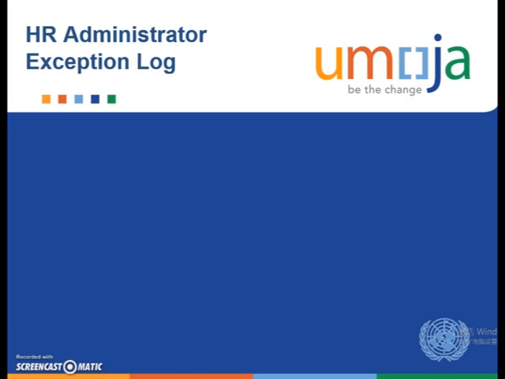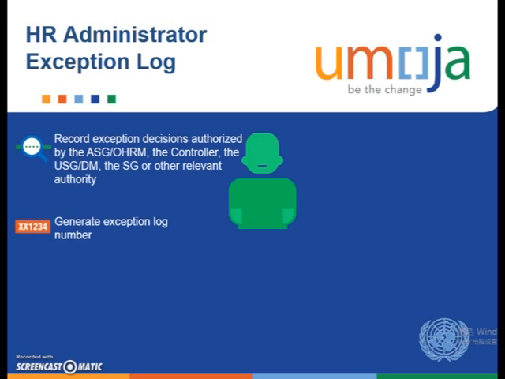Finally, let's take a look at the role of the HR Administrator Exception Log. As the name suggests, this role records the exception decisions authorized by the Assistant Secretary General for Human Resources Management, the Controller, the Undersecretary General for Department of Management, the Secretary General, or other authorities, and generates the exception log number that is then conveyed offline to the requester to proceed with subsequent actions in UMOJA. The exception log number serves as a reference number that facilitates the tracking of policy exceptions that have been granted.